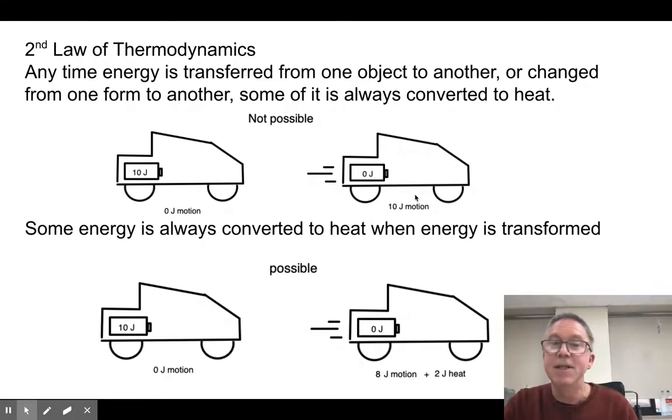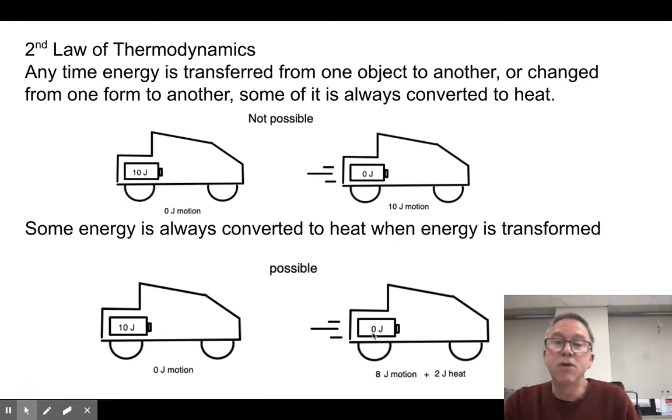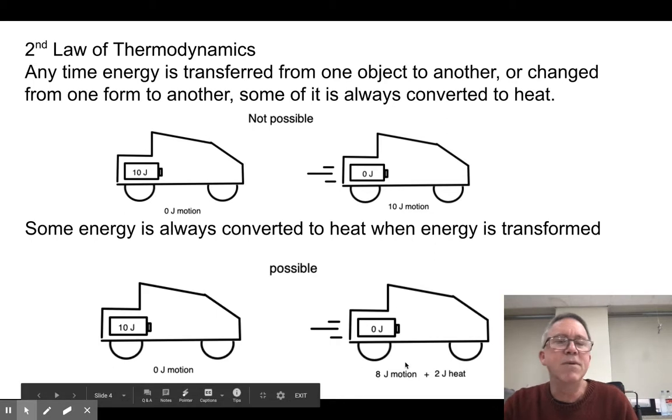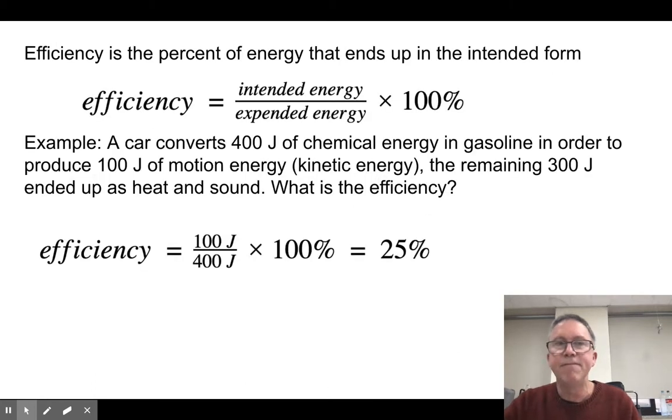Instead, some of it is always going to get converted to heat in this process. So what is possible is I start off with 10 joules in a car that's not moving. Afterwards, I drain the battery. There's no more joules left here. Well, where do they go? Well, 8 of them went into moving the car, but 2 of them went into heat. And the thing about heat energy is it's like wasted energy in most cases, because it's very difficult technologically to do anything with heat energy other than stay warm. There are ways of using it, but it's tricky and limited.